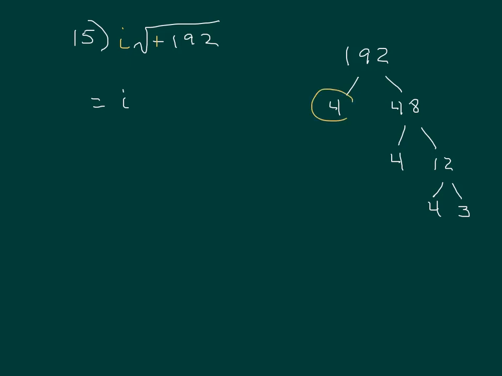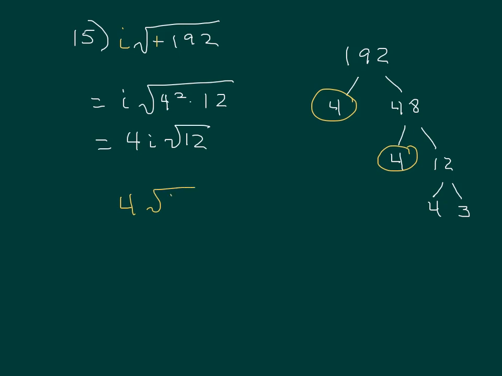Now, 4 times 4 is 4 squared, and then we have one perfect square, and then we're left with 4 times 3, which doesn't have a perfect square. So that's going to equal 4i square root of 12. And your answer was 4 square root of 12, which is wrong.